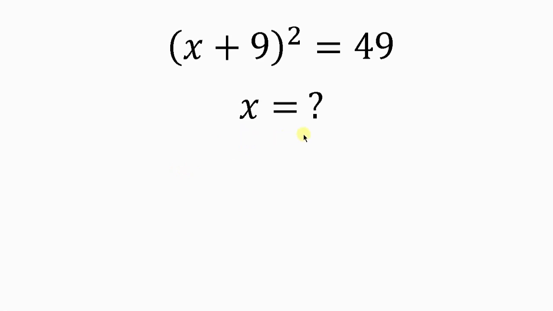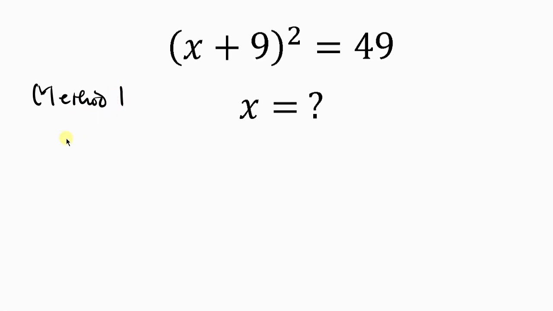We have a nice question on the board which says find the values of x for which (x + 9)² is equal to 49. Well, I'm going to be using two methods to solve this question. So we start with method 1, which is the first method.